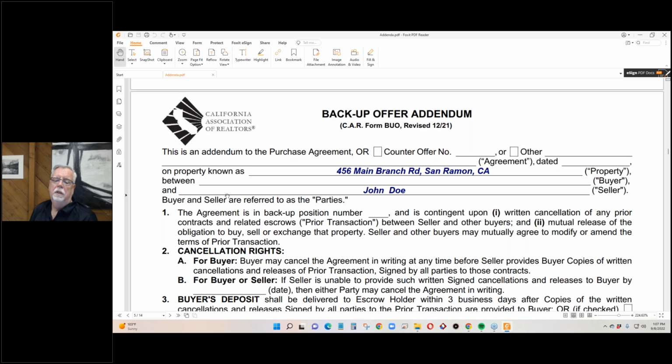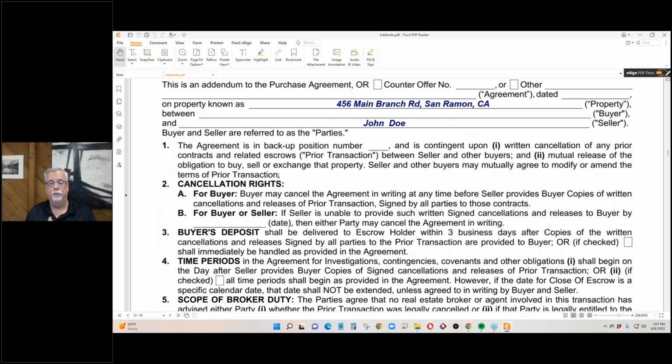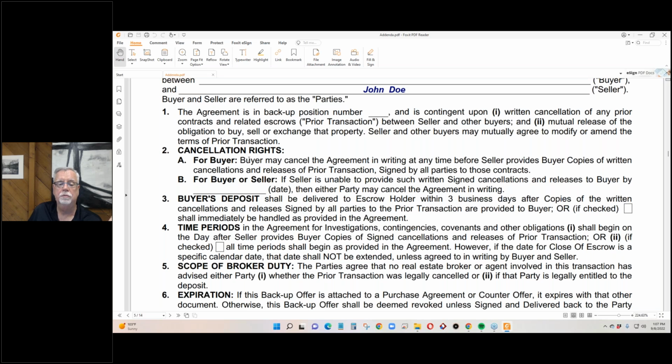It's not a difficult form, not a lot to fill out. What position do you have? One backup offer, two backup offers, whatever. Cancellation rights: buyer may cancel the agreement at any time before you're in contract. In other words, if the first one falls through and they've accepted yours and sent all that to you, up until that moment, you can change your mind and cancel.